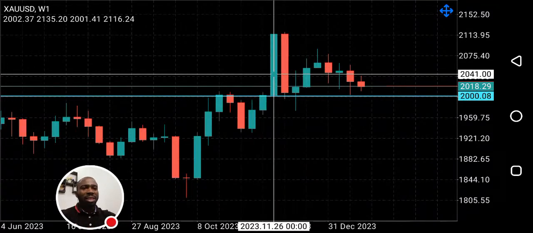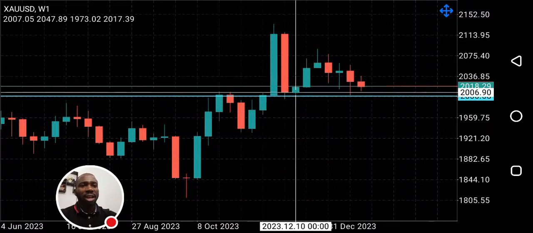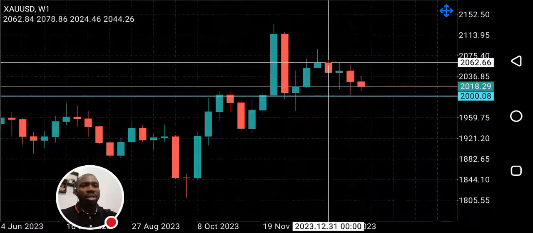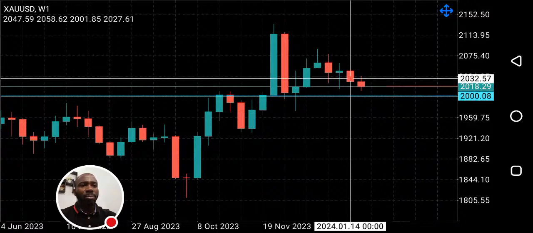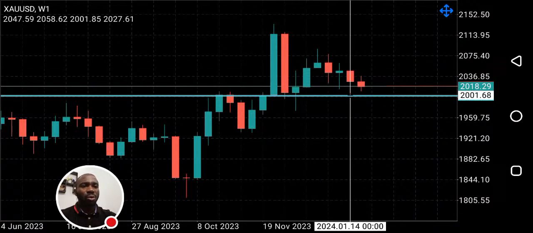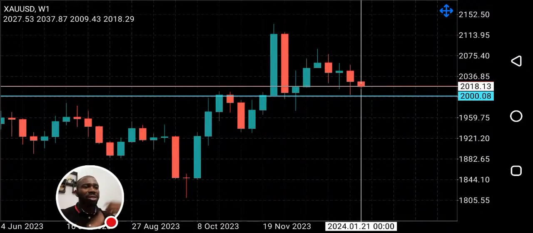But you can see the sellers have not been able to break that low. This candlestick tested that low, and there was a strong rejection from that level. Price went up, sellers came into the market and pushed the price down. They've attempted several times to break that low, but they've not been able to. That's an indication that the buyers are still in control.